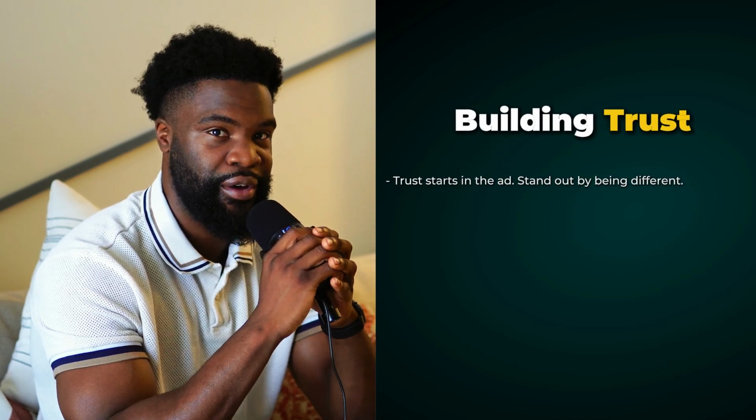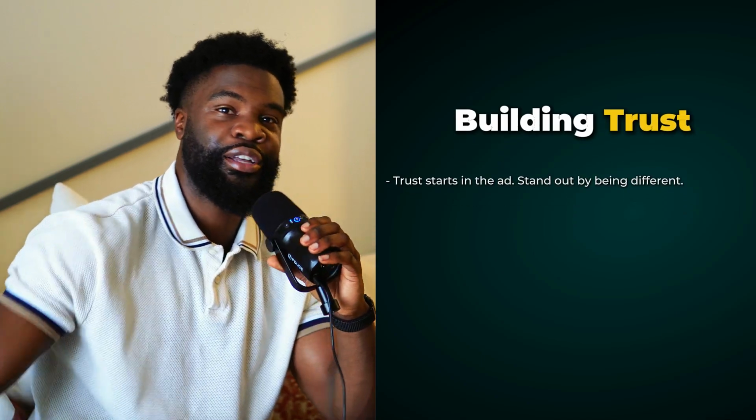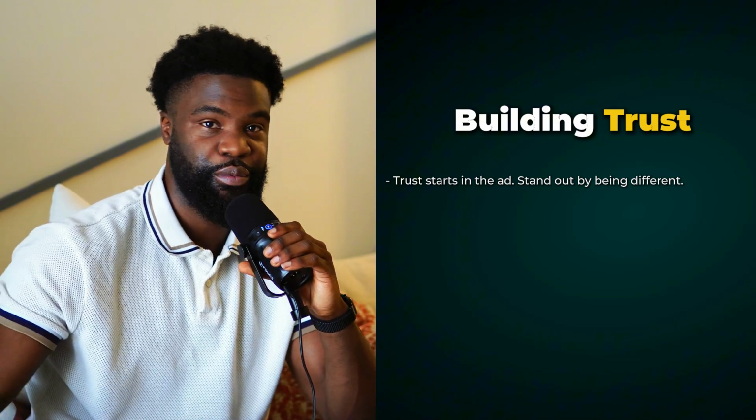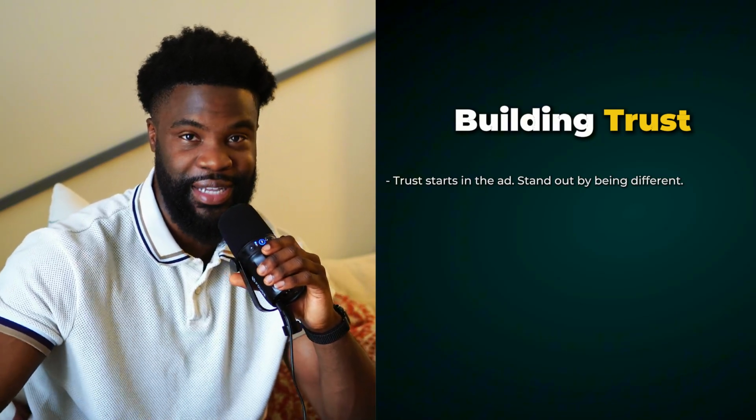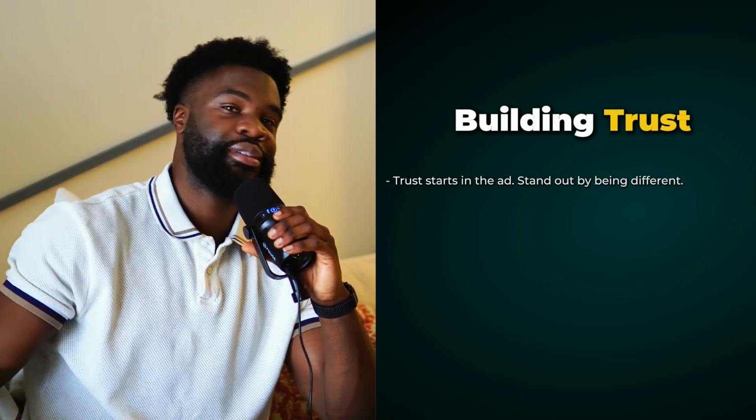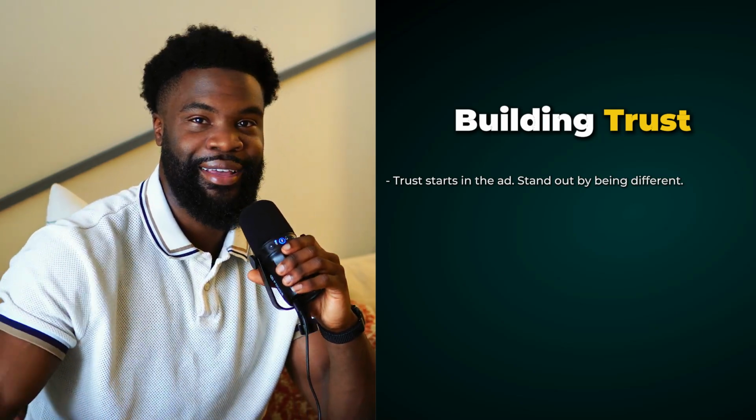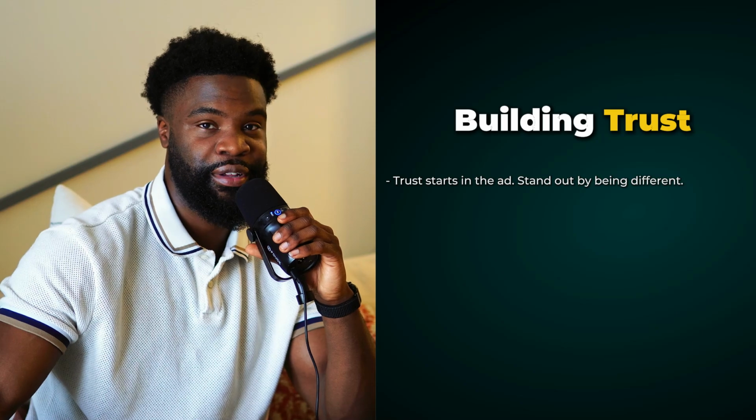Nowadays, everyone's ads are very, very similar. If you're in the online space and you've done coaches and courses, you've probably seen someone make the same ad about 50 times. So you have to look at your competitors and think, how can you make the ad a little bit different? And I'll use another dating analogy.